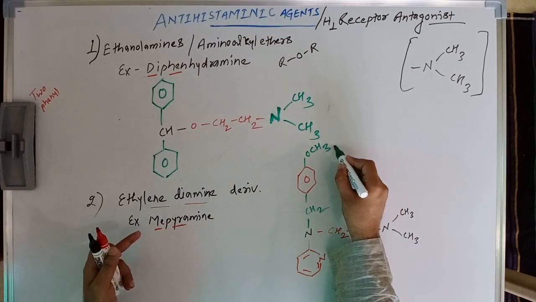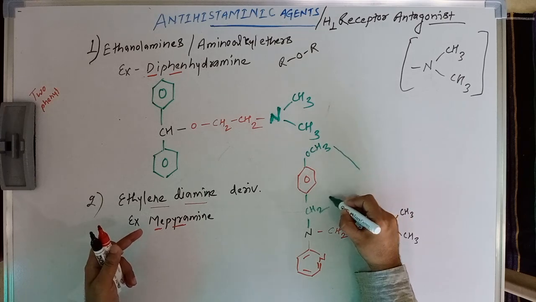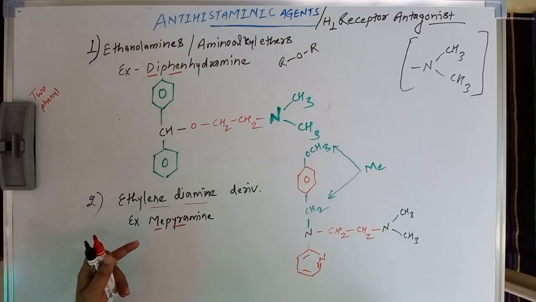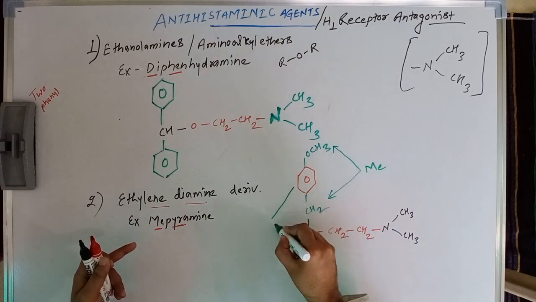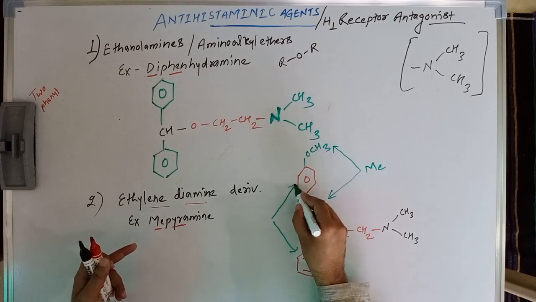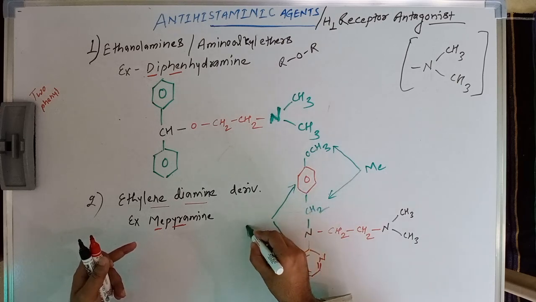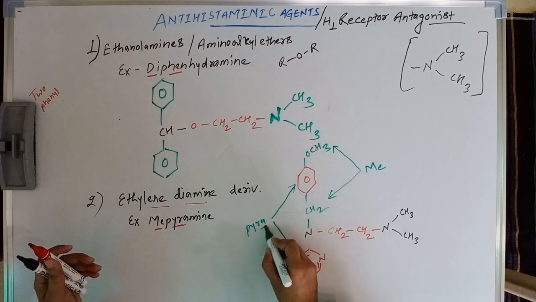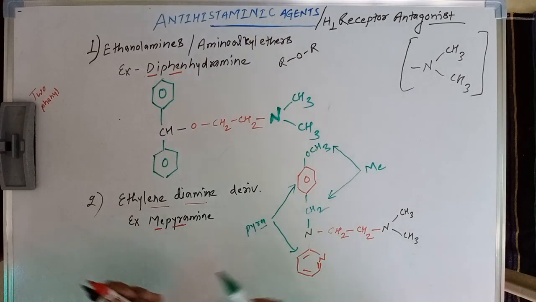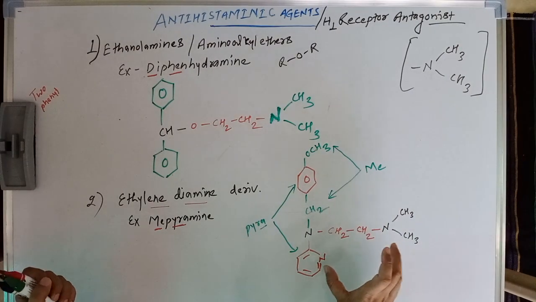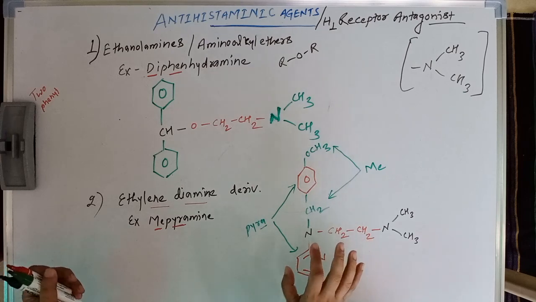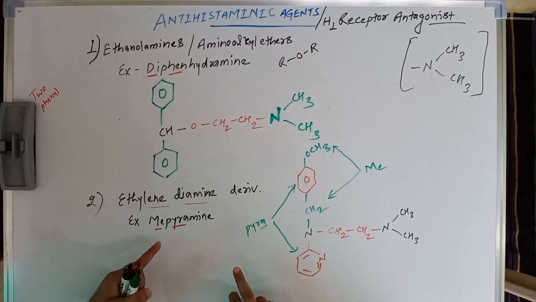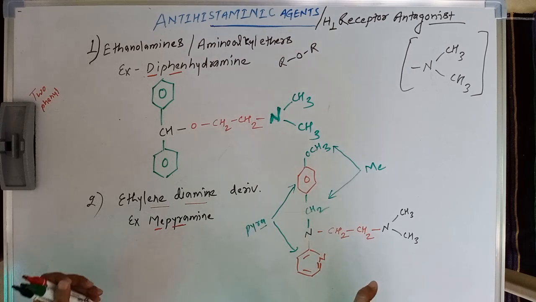So these two are methyl, and these two are the pyra group. Pyra means aromatic nucleus. So there is no need to mug up the structure. We can draw a conclusion about the structure of pyramine from its class and its name itself. So this is your pyramine.